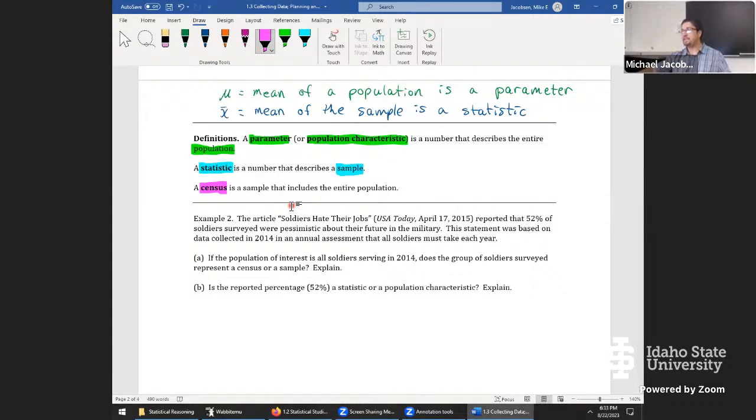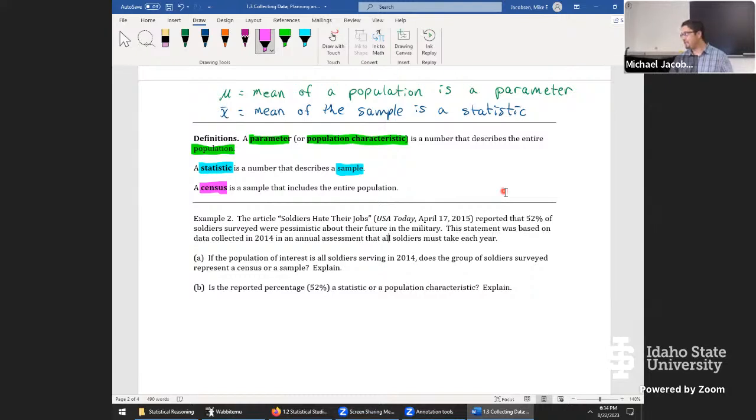Okay, well, here's our example 2 to go along with them. Now, this is kind of an inflammatory title, but it came from USA Today. So that's almost a tabloid type of newspaper magazine. It used to be great, but it's slid down in the past. It says here, the article, "Soldiers Hate Their Jobs," from USA Today, reported that 52% of soldiers surveyed were pessimistic about their future in the military. This statement was based on data collected in 2014 in an annual assessment that all soldiers must take each year.